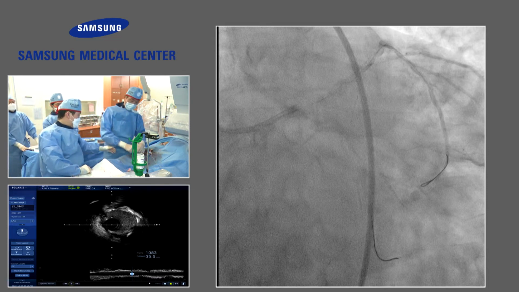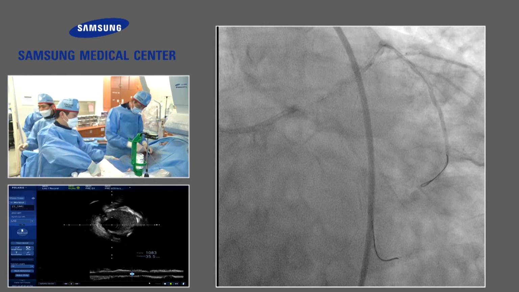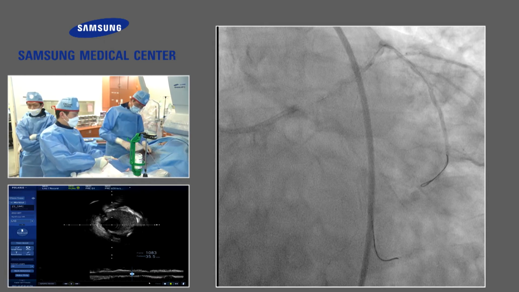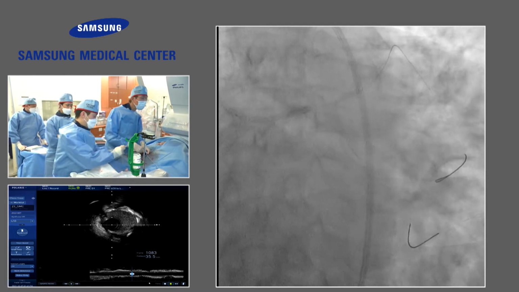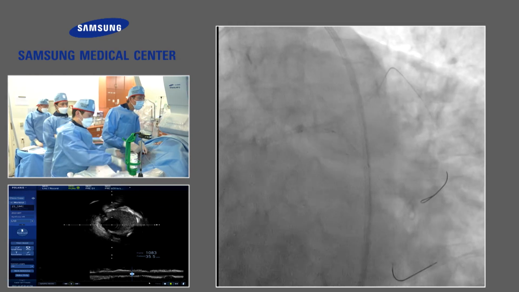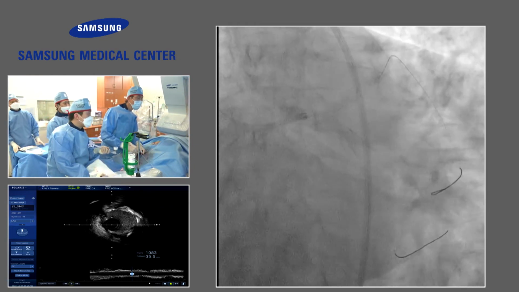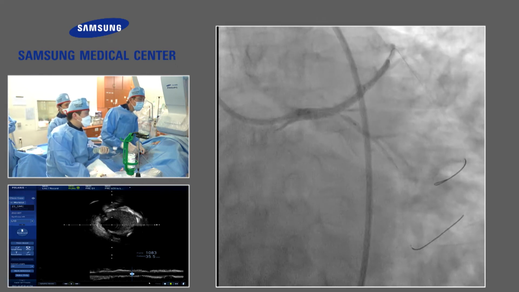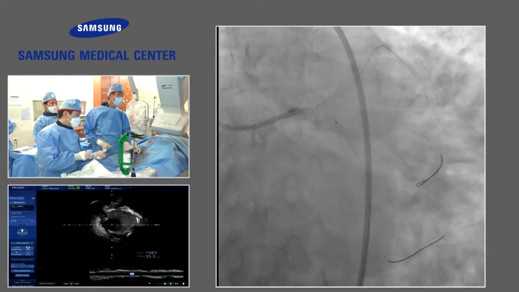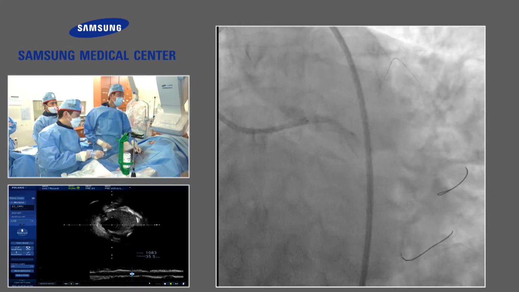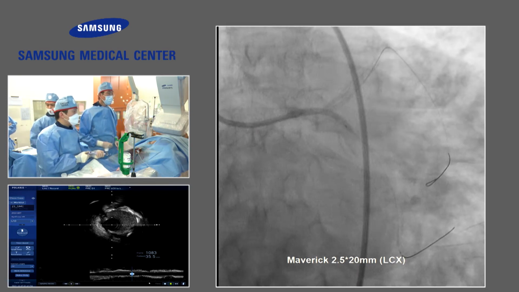Please get me a 4.5 balloon, 15 mm. 8 mm is too short. Do you have a plan to do a final kissing balloon? No. Test. Inflation 4, 10, 12. 4.5, 10.